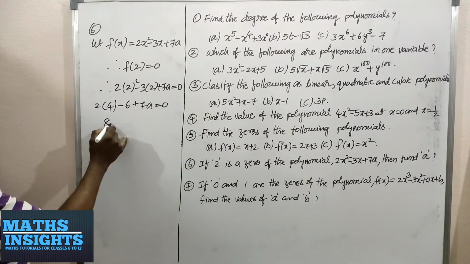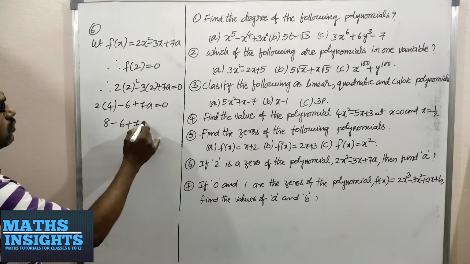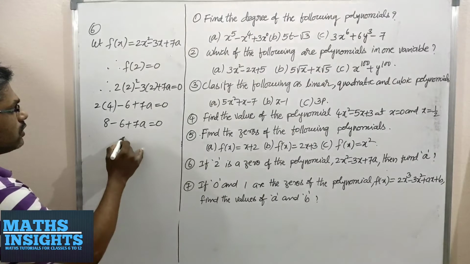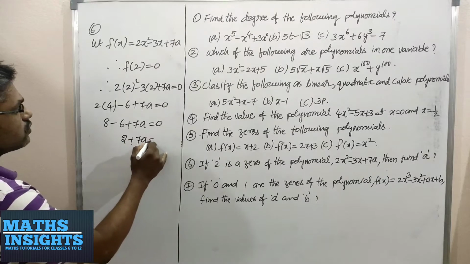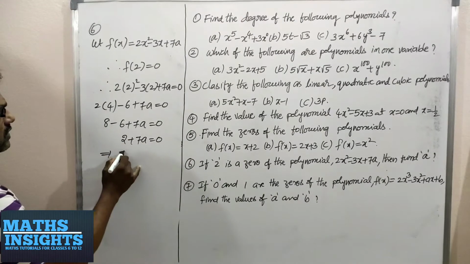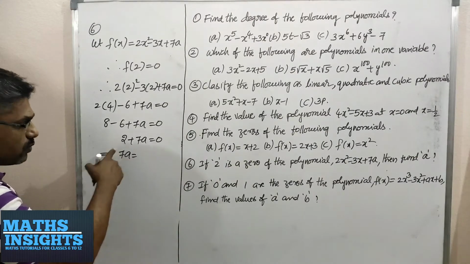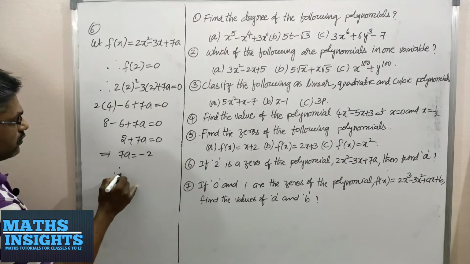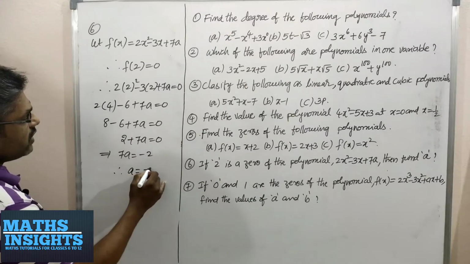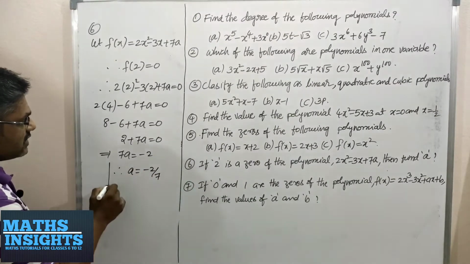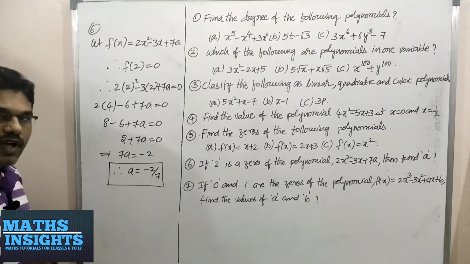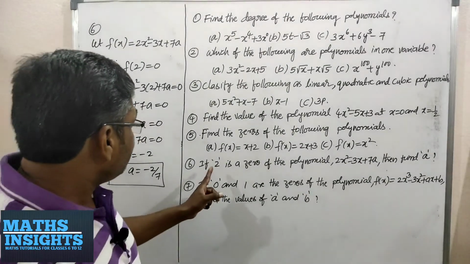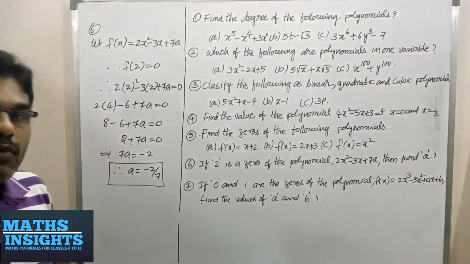4 into 2 is 8 minus 6 plus 7a is equal to 0. This is 8 minus 6, which is 2. 2 plus 7a is equal to 0. Therefore, 7a is equal to, when plus 2 goes to the other side, it will become minus 2. Therefore, finally, you will get a value as minus 2 by 7. This is the value of a when 2 is the 0 of the polynomial.